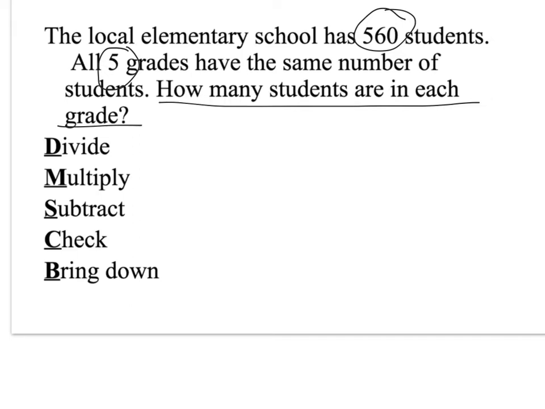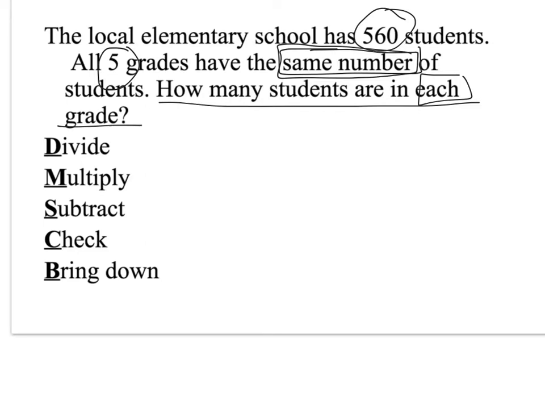We're going to box keywords. So we have each, we have same number. Each tells us that we're either going to multiply or divide. Well, then same number helps us figure out that we're actually going to divide. If we want to have the same number in each group, that means it's going to be a division problem.